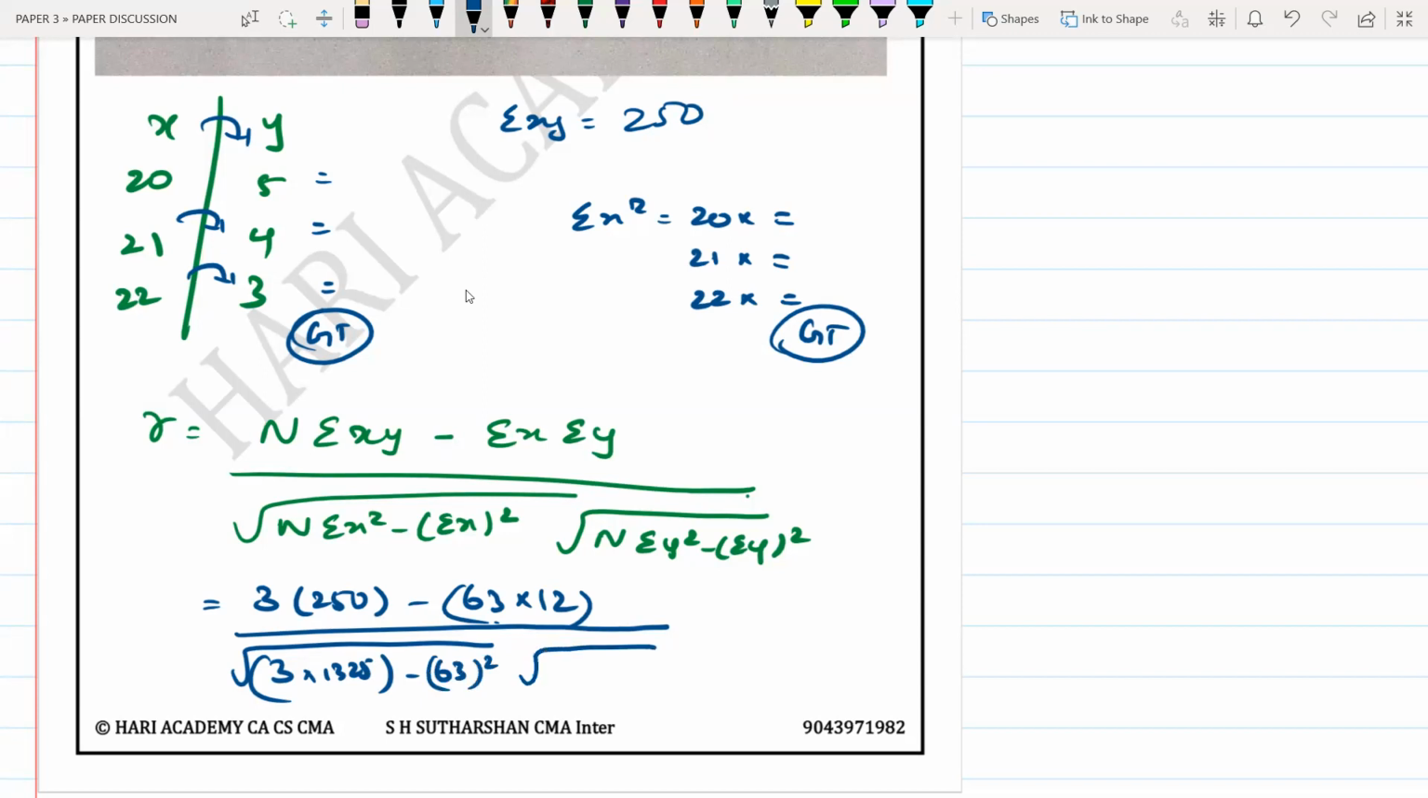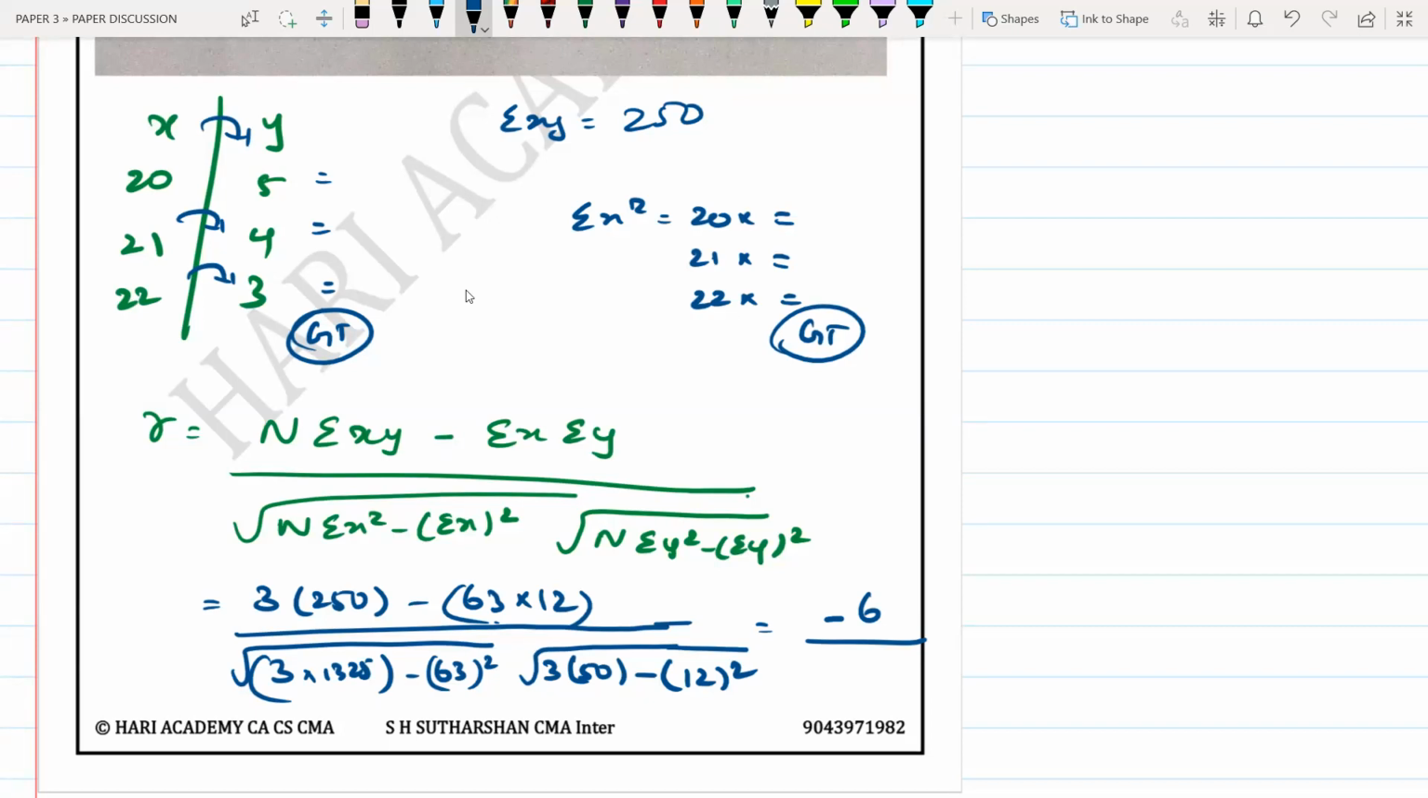63 square. Then multiply by n into summation y square. n you already know, 3. Summation y square, 25 plus 16 plus 9, you already know, that is 50, minus summation y, 12 square. Okay, that's what. Now 3 into 250 minus 63 into 12, minus, root. You will end up with minus 6 divided by 3 into 1325 minus 63 square, minus, root.